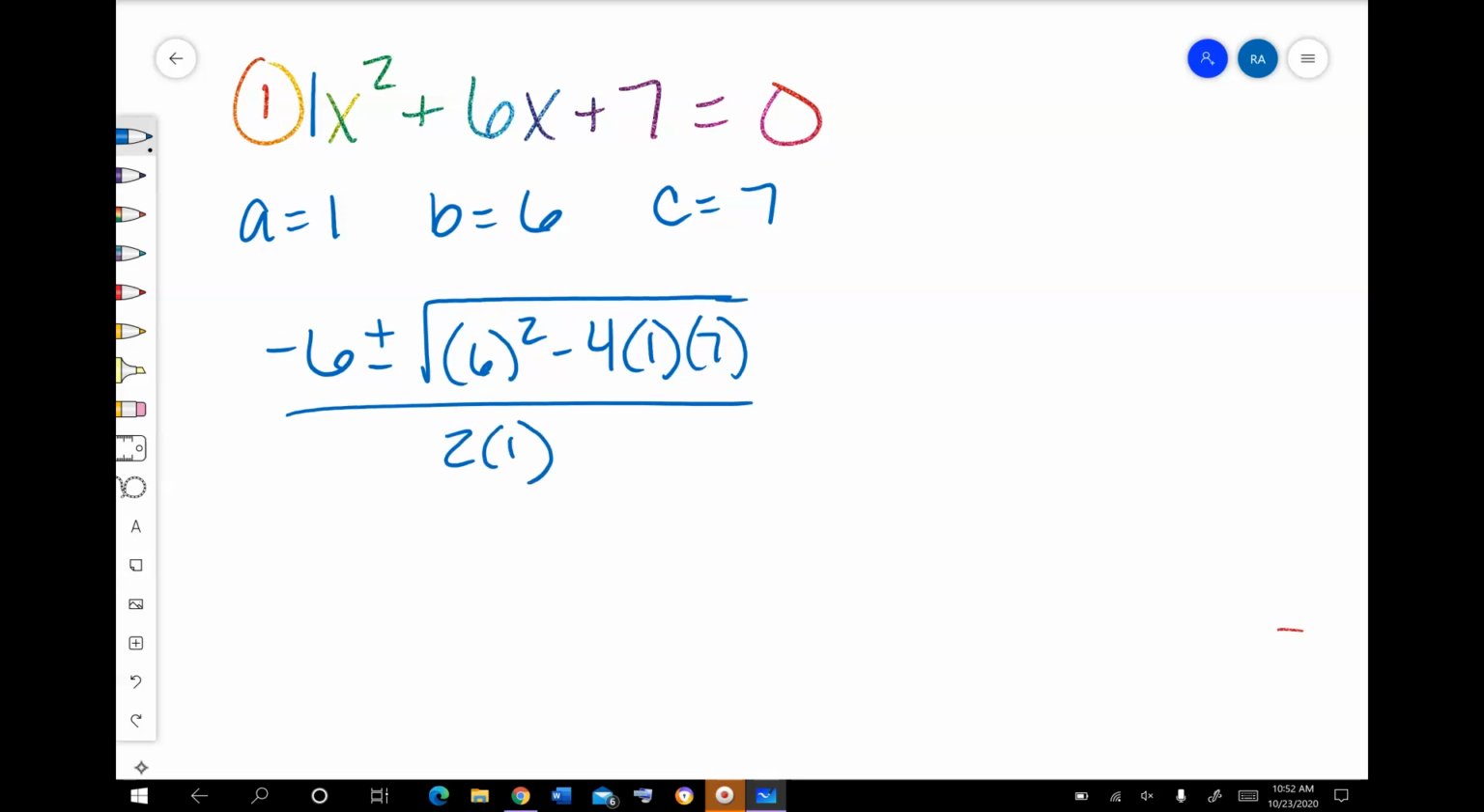2 times a. Now, we are going to simplify this in 3 parts. You simplify your b if you need to. Well, we don't need to, so we just bring it down. Plus or minus. The next thing.